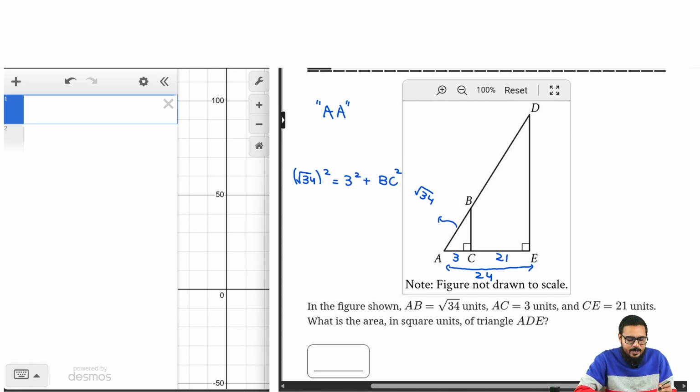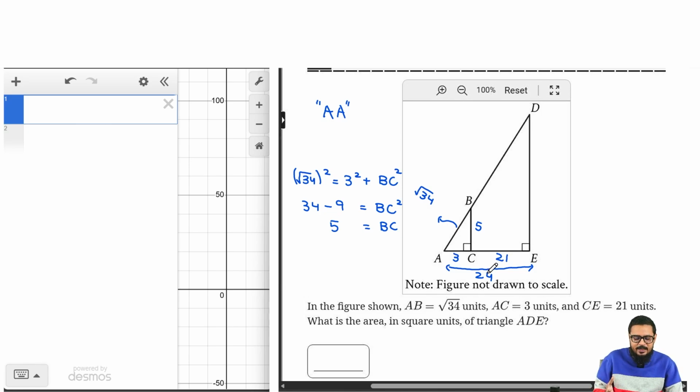So under root 34 square is just 34, and then you're going to subtract 9 from it. So 34 minus 9 equals bc square. That's 25, and taking square root on both sides, you will get your value of bc as just 5. So I know this is 5, right? But now, when you have a look at your smaller triangle, the smaller triangle has a base of 3. But the bigger triangle has the same corresponding base of 24. So 3 gets multiplied by the number 8 and becomes 24.